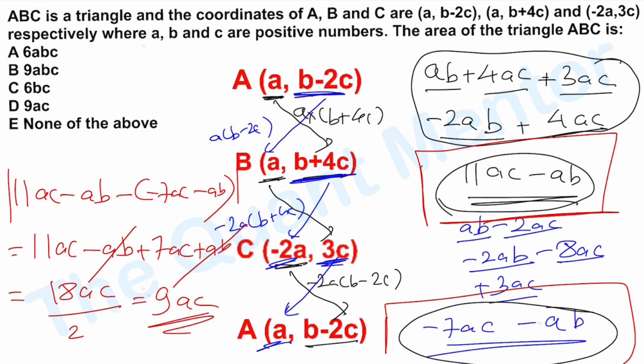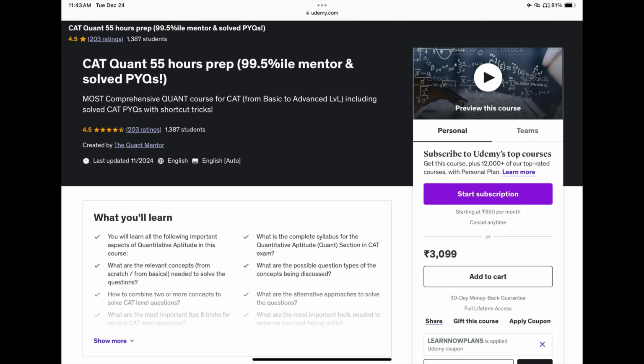Alright, I have gone into very much detail while explaining, but it's a very seamless procedure. The answer for the area is 9ac. Now, if you want to understand in depth how this shoelace method came about and why it works, I have elaborated everything in my course, the complete course for quantitative aptitude. You can check that out in the description.